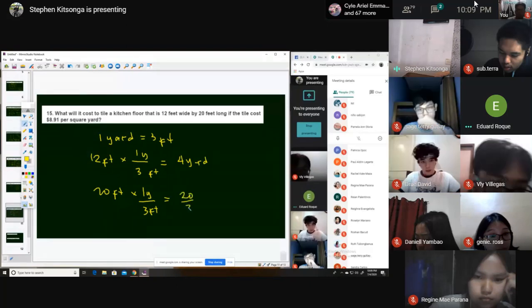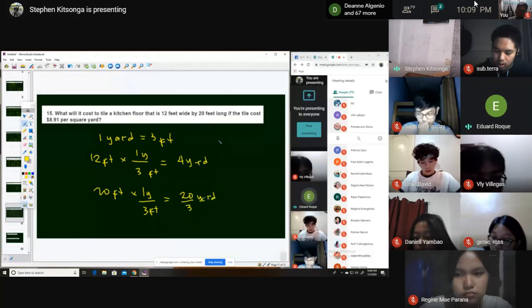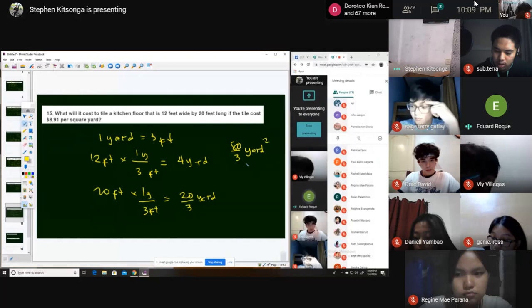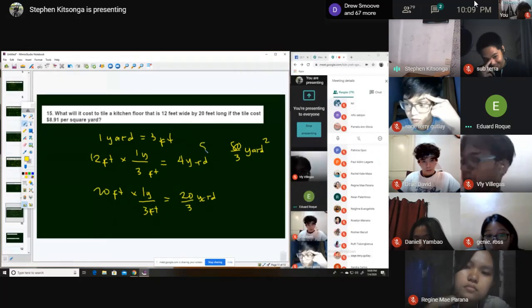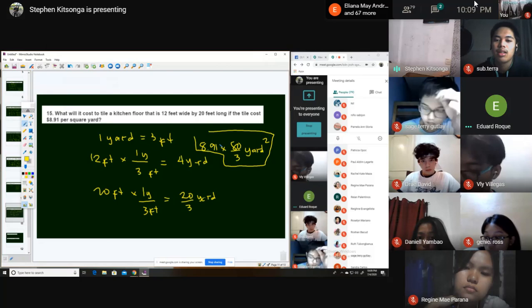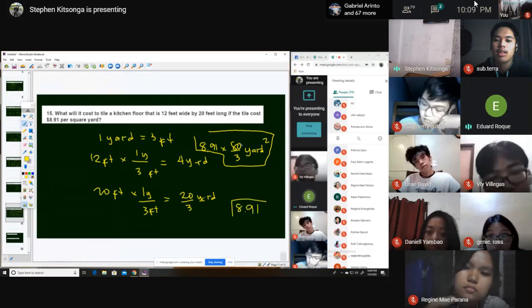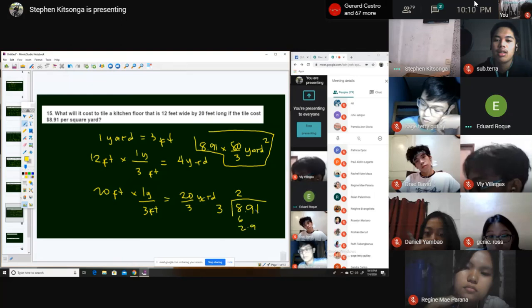So this is equivalent to 20/3 yards. So the area of the kitchen floor in terms of yards is 80/3 square yards. And 8.91 per square yard. Designed naman yung mga gantong problem. Look at 8.91. It's exactly divisible by 3. Because 891 will add up to 18, and 18 is divisible by 3. Kasi kung hindi mo napansin agad yun, imagine the time that you will consume. Do you get my point, guys?